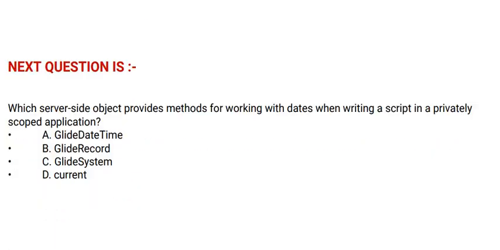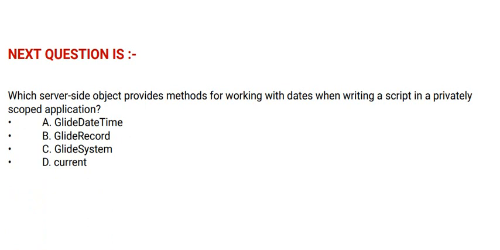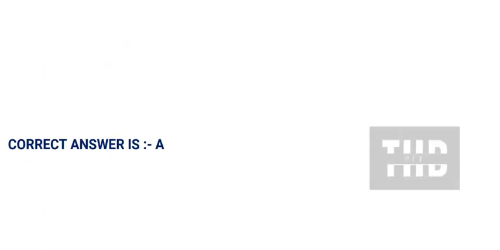Next question is, which server-side object provides methods for working with dates when writing a script in a privately scoped application? Option A, GlideDateTime. Option B, GlideRecord. Option C, GlideSystem. And option D, current. And the correct answer is option A.